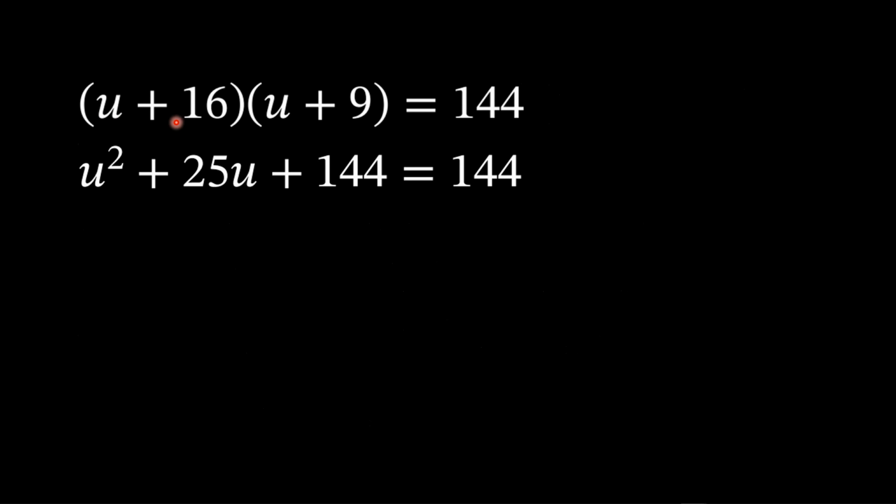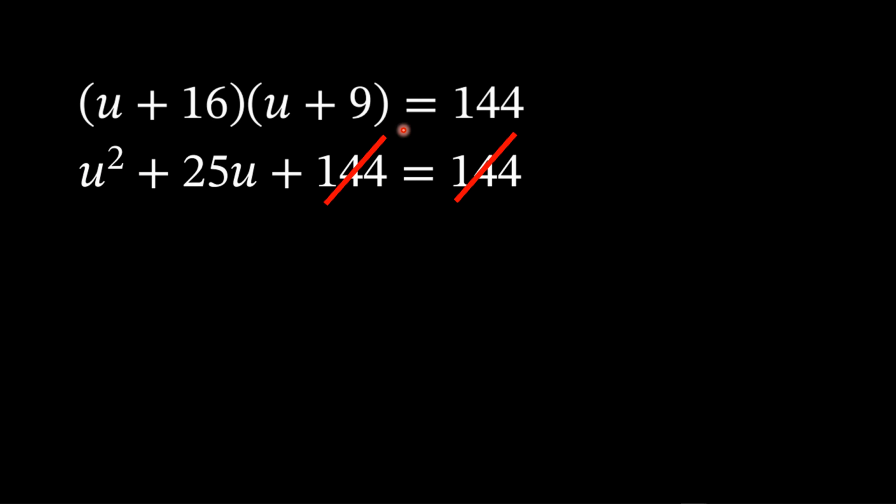This is the equation we found earlier. If we expand it, we get u squared plus 25u plus 144 equals 144. We've now reduced a fourth-order polynomial to a second-order equation. That's the beauty of the symmetry pattern. Now we'll solve this second-order equation.